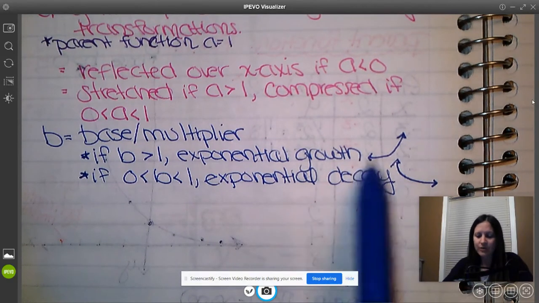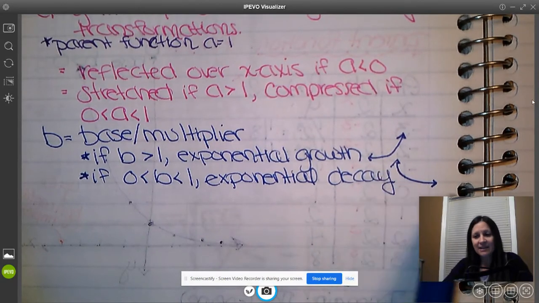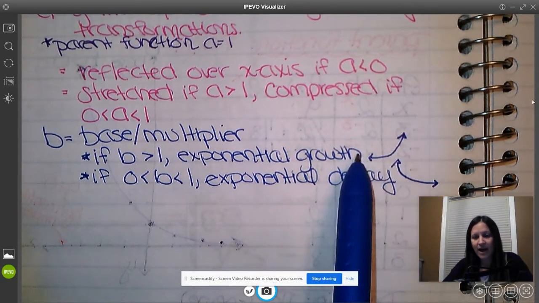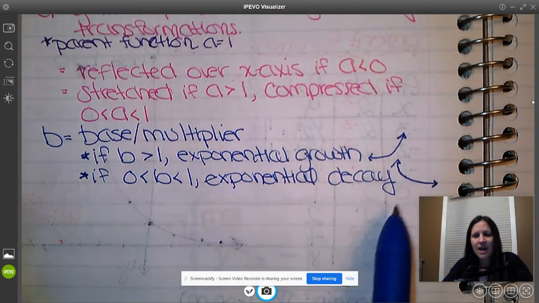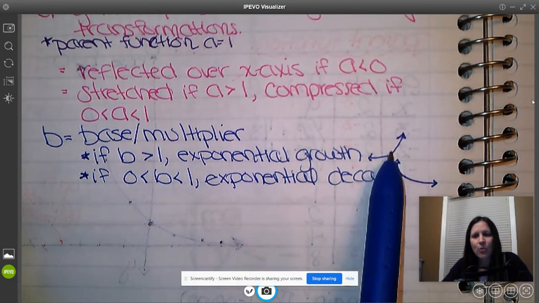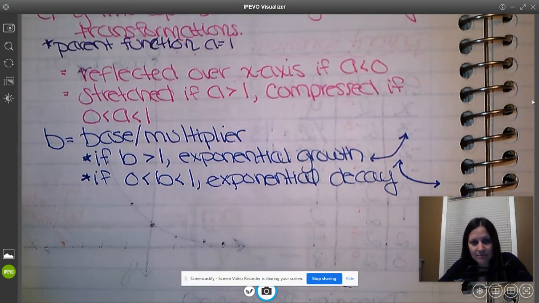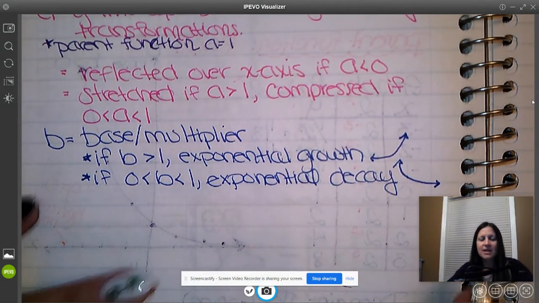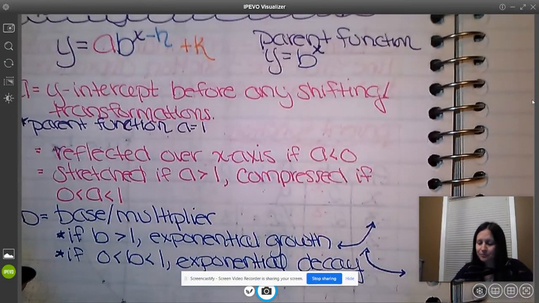So growth is going to be going upwards this way, or decay is going to be going this way. With growth, your y values will be increasing as x increases, and with decay, your y values will decrease as x increases. So that's what your B is going to tell you.